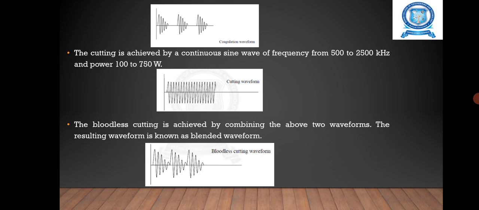Cutting is achieved by a continuous sine wave of frequency from 500 to 2500 kHz and power 100 to 750 watt. Bloodless cutting is achieved by combining the above two waveforms. The resulting waveform is known as the blended waveform.